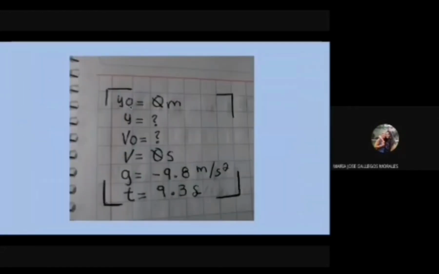So here we have the shopping list. First, the problem gives us the initial position, that is 0. Then, the final position is missing. Next, we have the initial velocity, which is also missing. The final velocity is 0 because the arrow reached its maximum height. The gravity is always going to be minus 9.8 meters per second squared. And finally, for the time, the problem gives us 9.3 because at that time the arrow reached the maximum height.